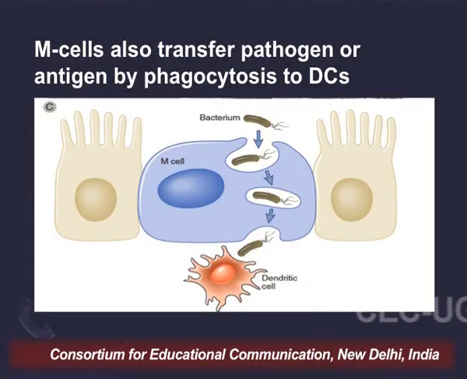So these M cells also take up the pathogen or the antigenic molecule by phagocytosis, and then they again secrete those chemokines which attract the dendritic cells, and then they transfer that pathogen to the dendritic cell present in the SED region, which is the subepithelial domain region, and then these dendritic cells enter into Peyer's patches or move on to the mesenteric lymph node.